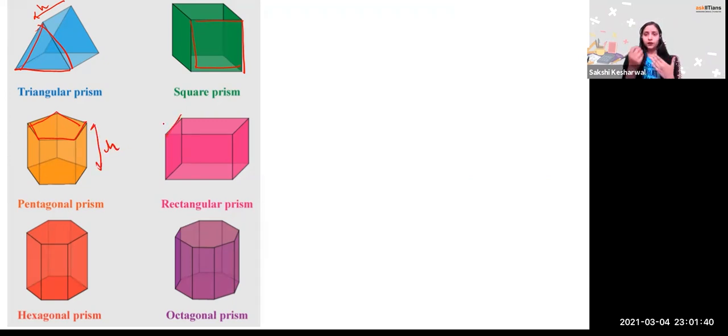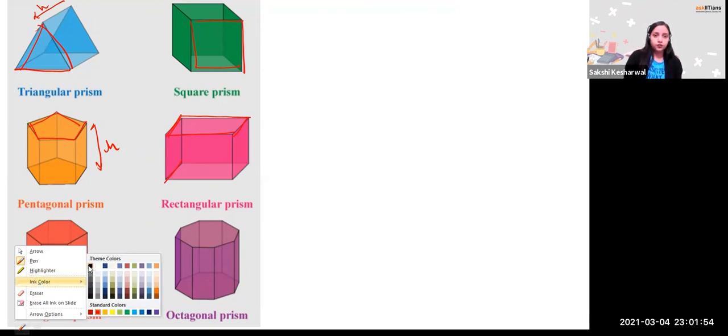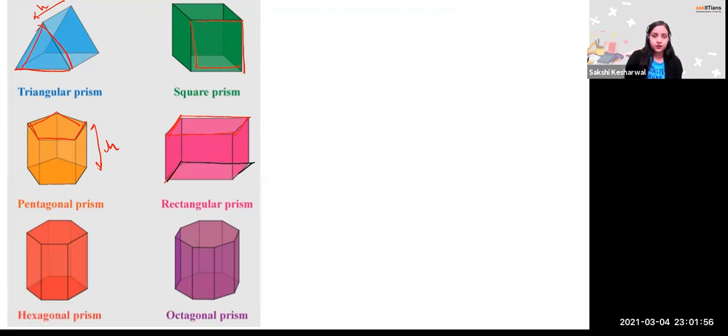Now, you can take the top and the bottom, because if you see the cuboid, you can take it from any end. It will be a rectangle only. So if you take a base over here, this is your base, right? And if you take this as a base, again it is a rectangle, and the side faces are like rectangles. So this is your height, right? Now, the top is what, beta? A hexagon, right?